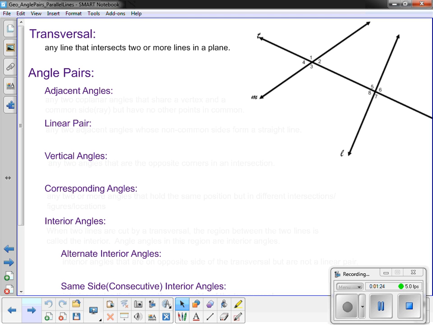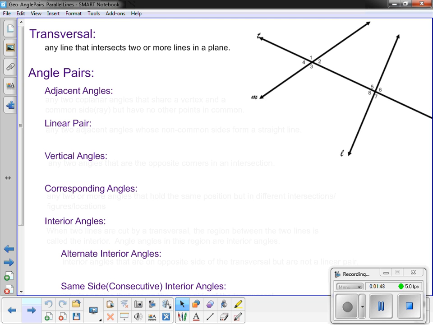Actually, since M and L are not parallel, and they would continue on forever, they'd actually cross each other too. So in essence, all three of them are transversals. But for our case, the transversal is the line that's crossing the other two. And when a line is a transversal, it creates 8 angles on the two lines that it intersects. And those 8 angles all land in these different kinds of angle pairs.